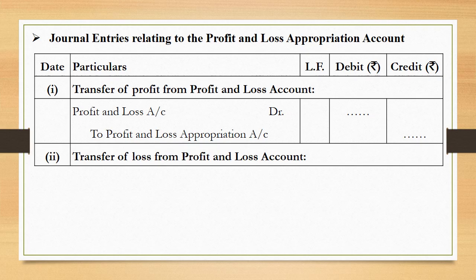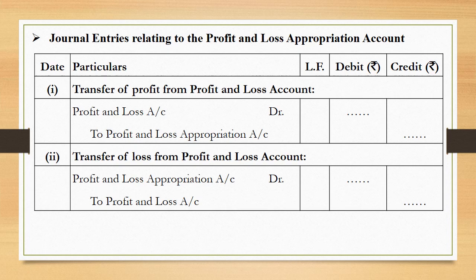Second, transfer of loss from profit and loss account. This is just the opposite of the profit. In case it is a loss from profit and loss account, the same amount will be debited to profit and loss appropriation account, and so the entry required will be profit and loss appropriation account debited to profit and loss account.